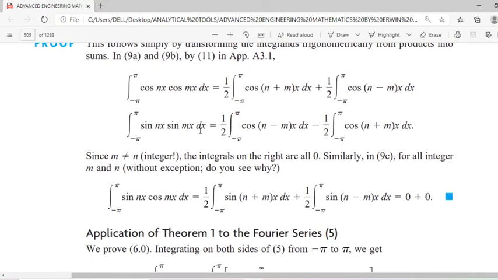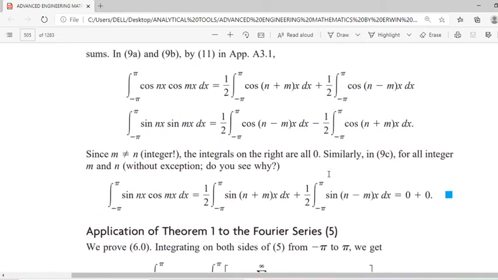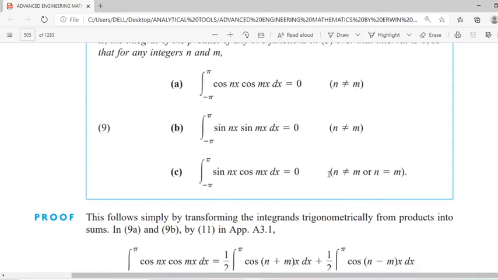And in this case also you can see this formula. If n not equal to m, this will be 0. Similarly in the case of the sine function, after integration it will become cos. So cos pi is 1, and cos minus pi is cos pi, that is again 1, so that will become 0. In this case also that will become 0. That's why you will get this A, B, C result.